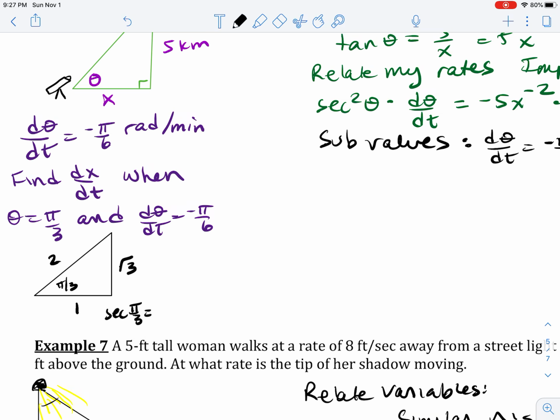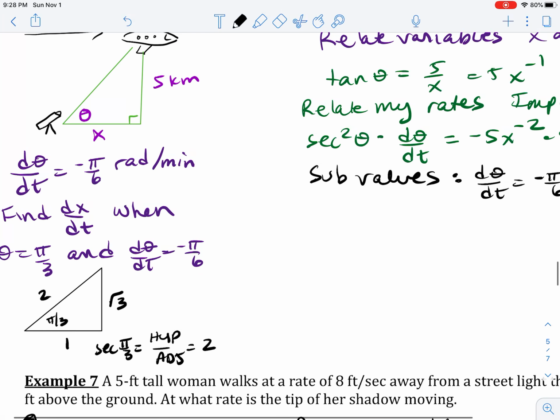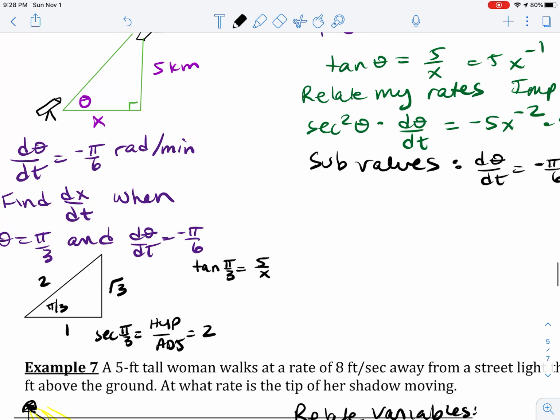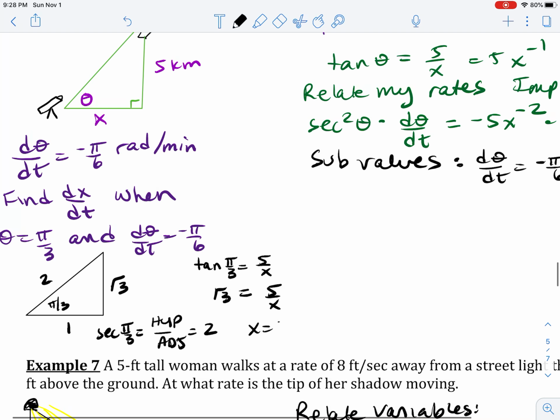So I do know that I need to find secant of π over 3, and so secant of π over 3 is going to be hypotenuse over adjacent, and that's going to equal 2, right? And I also know that tangent of π over 3 is supposed to be 5 over x, right? And so my tangent of π over 3 is root 3. And so now I can tell that x here is going to be 5 over root 3.